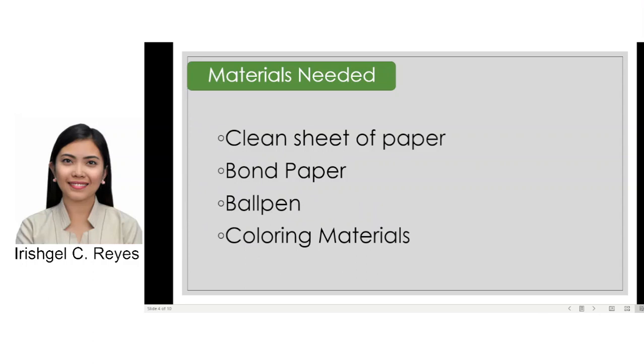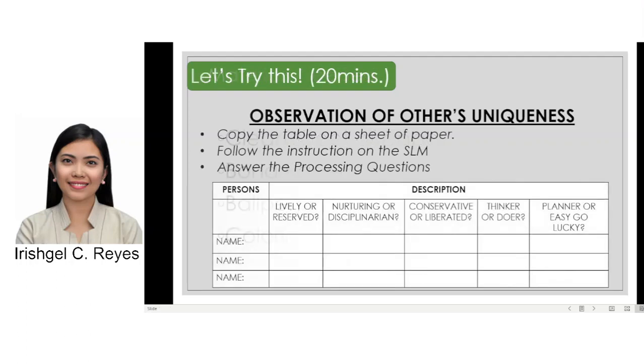So for the first activity, you have to do Let's Try This. That is for 20 minutes. That is observation of others' uniqueness. So you have to copy the table given below on a sheet of paper. You follow the instruction in your learning module and then answer the processing questions on your paper. So we have there the persons, the description, and then names.